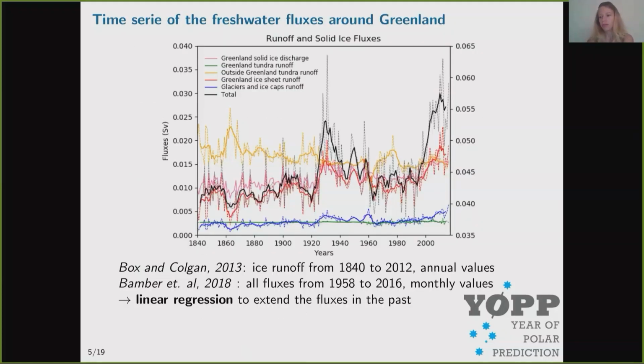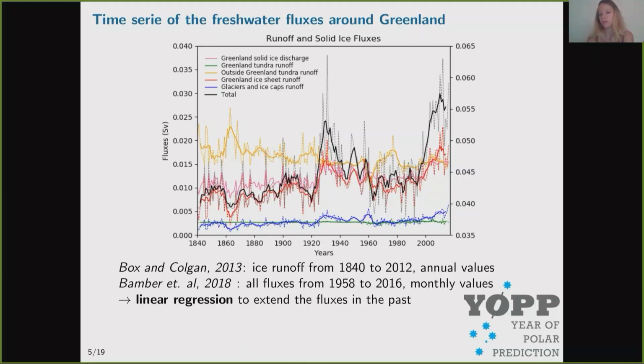So the dataset we are using is from the work of Bamber et al. 2018, which provides monthly values from 1958 to 2016 for both runoff and solid ice from Greenland and surrounding regions. The color lines show the values for the different components of the dataset, ice and tundra runoff from Greenland and surrounding, and the solid ice components. The values are read on the left side, and the black line is the total, which is read on the right side. The dotted lines are the yearly mean, while the continuous line is the 5-year moving mean.